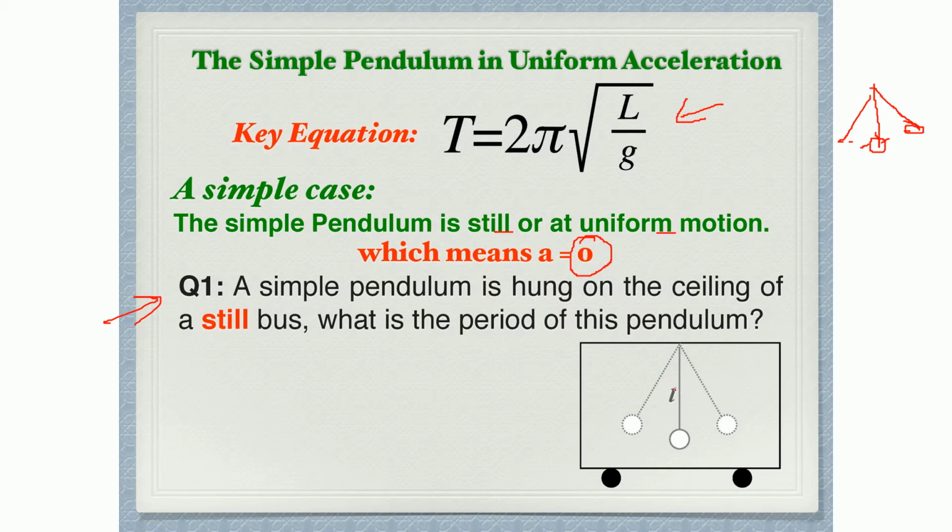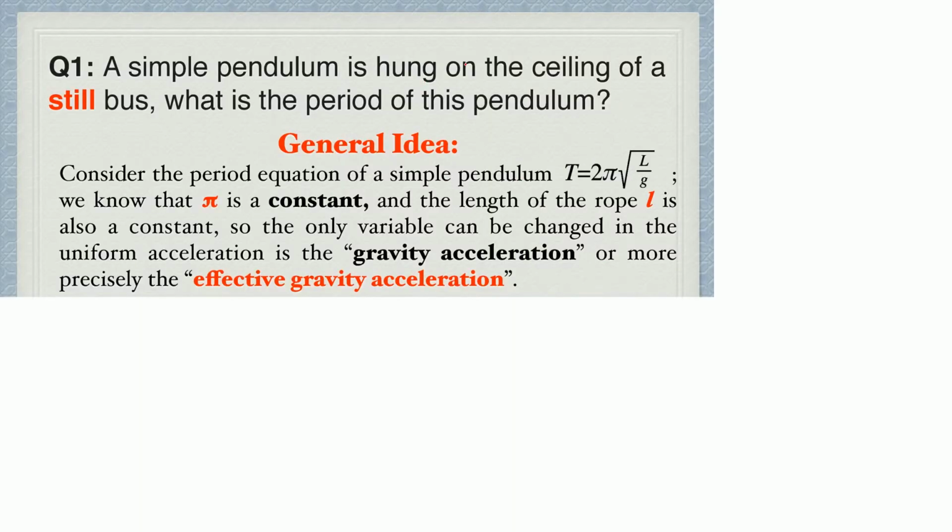Will it be T equals 2 pi under root L by g? A simple pendulum is hung on the ceiling of a still bus. What is the period of the pendulum? The general idea is to consider the period equation of the simple pendulum, which we know by now, T equals 2 pi under root L by g. Now what is this pi? Pi is a constant, 3.14 or 22 by 7. And the length of the rope, let us say, is L. This is also a constant, so the only variable that can change in uniform acceleration is the gravity, you can say the effective gravity acceleration.